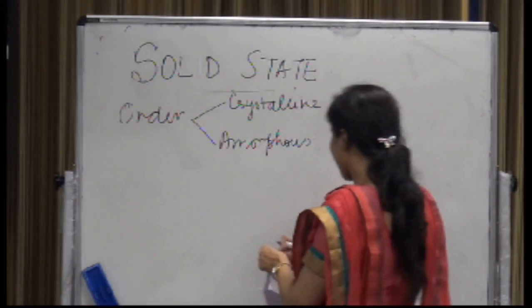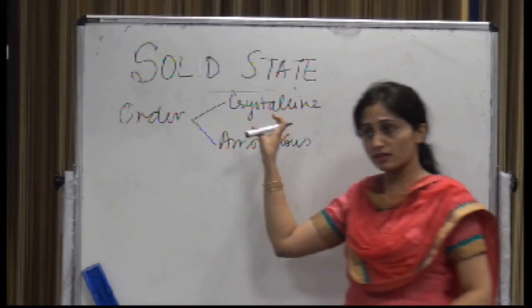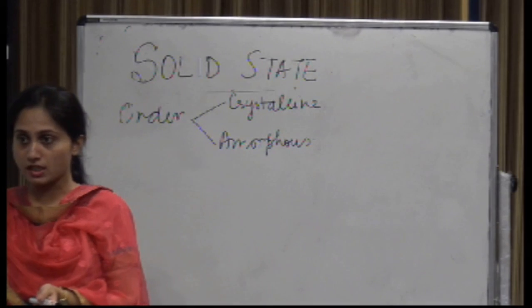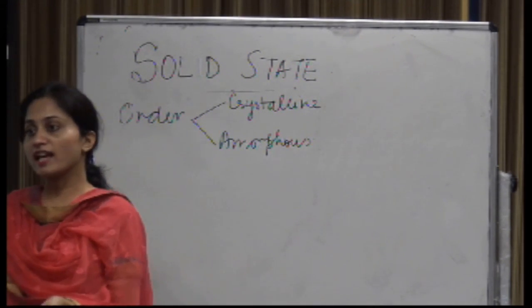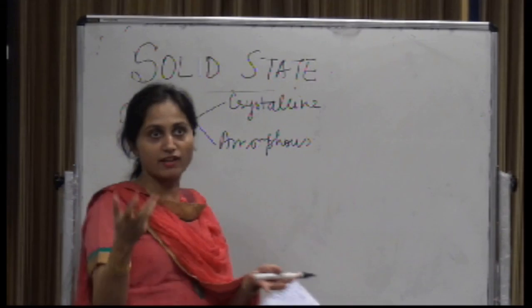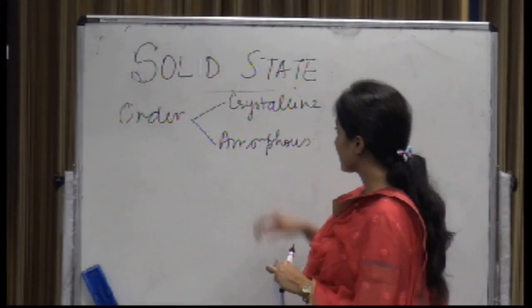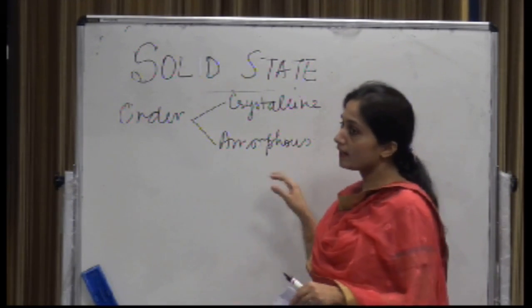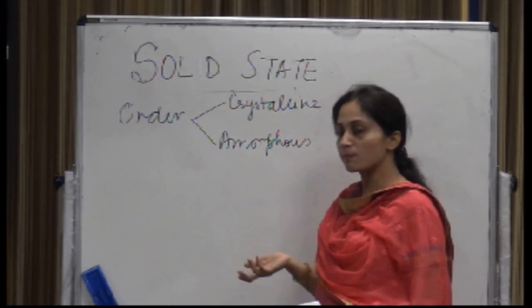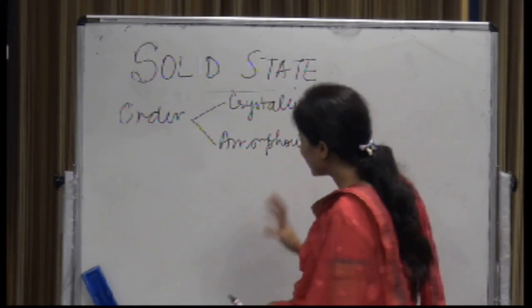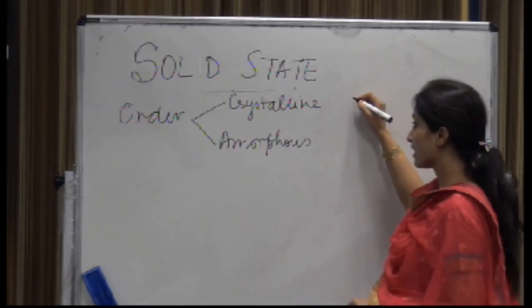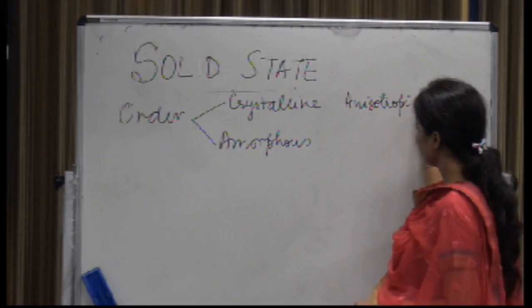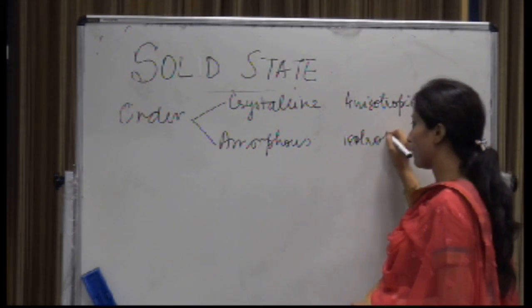Another thing is, when you talk about crystals, when you cut your crystals, you get absolutely plain and nice surfaces. But for amorphous, you get irregular surfaces. So then the next thing is you talk about heat of fusion. In this case, there is a definite heat of fusion. In this case, it does not possess any definite heat of fusion. Very important property now. These are anisotropic in nature and these are isotropic in nature.